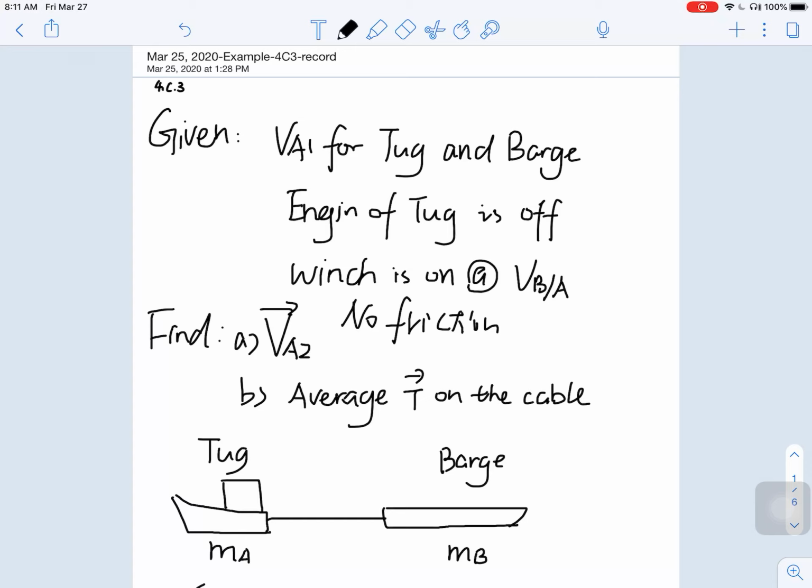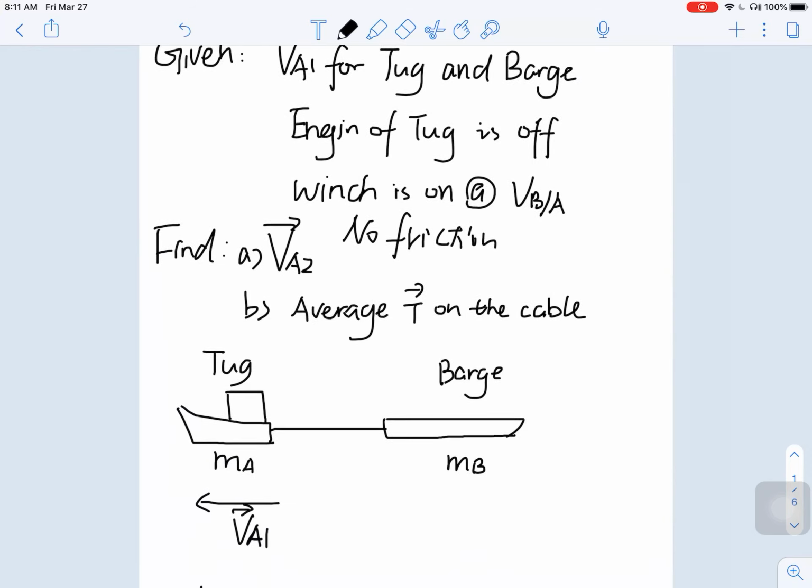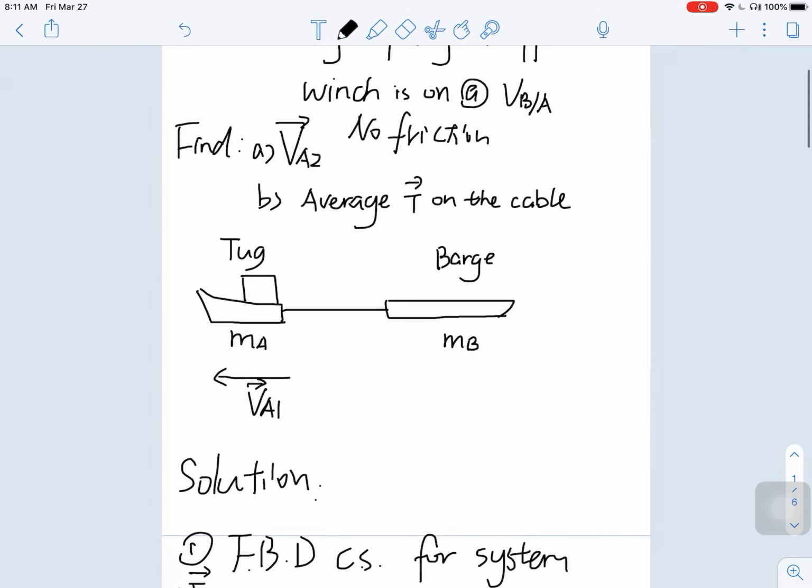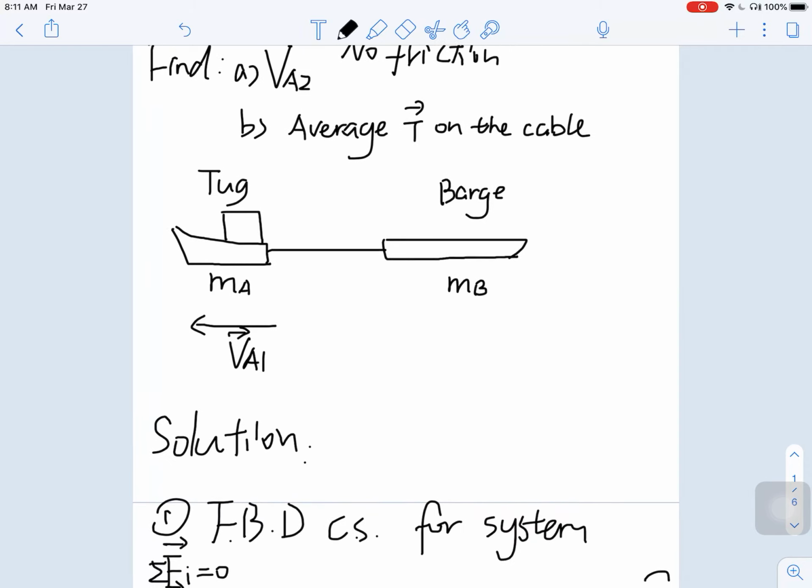So the first part of this question, we need to determine the speed of the tug during this period of time. And the second part of this problem is we need to determine the average value of the tension in the towing cable during the time delta t. Okay, now let's look at part A. We need to find the speed of the tug during the period of time delta t.